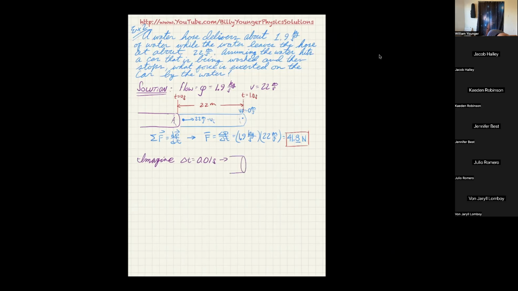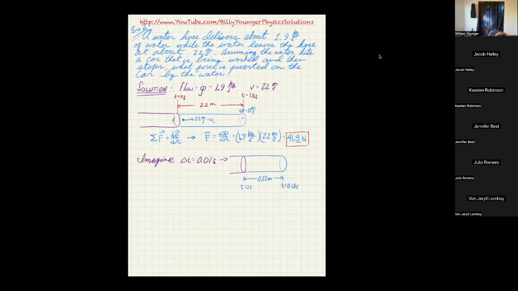And now out comes the water. And I'm exaggerating still how big this is. But now what we're talking about is this distance right here is 0.22 meters. So maybe it goes about 22 centimeters basically. And this is t equals 0 seconds. And this is at t equals 0.01 seconds.